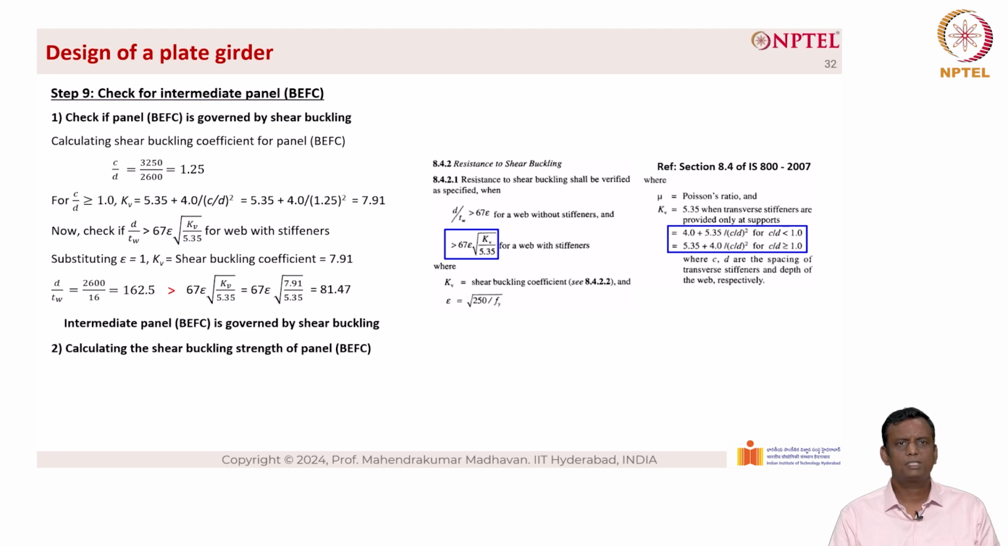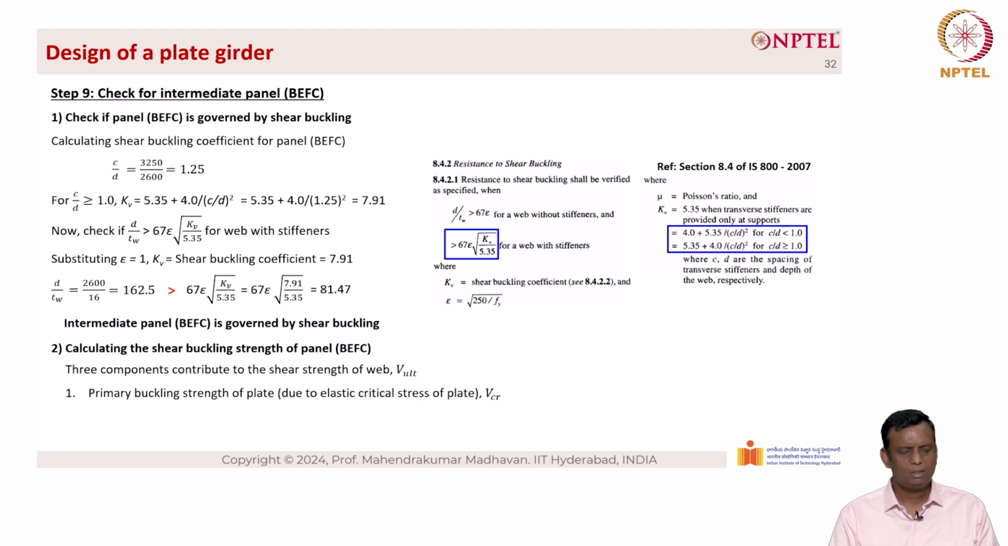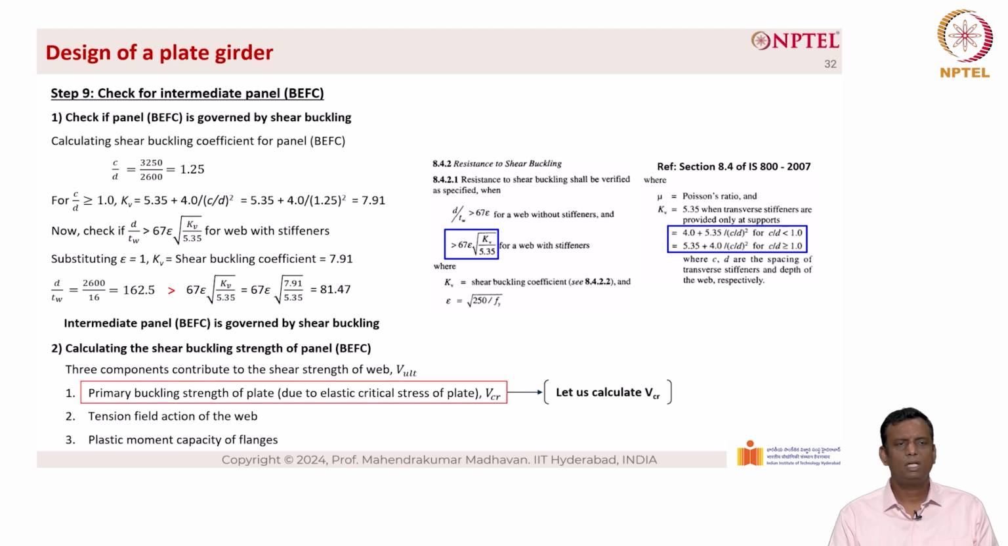Now let us calculate the shear buckling of the panel BEFC. Three components contribute to the shear strength of web, V ultimate. The first is the primary buckling strength of plate due to elastic critical stress of the plate, VCR. The second one is the tension field action of the web. The third one is the plastic moment capacity of the flanges. Now let's go step by step.